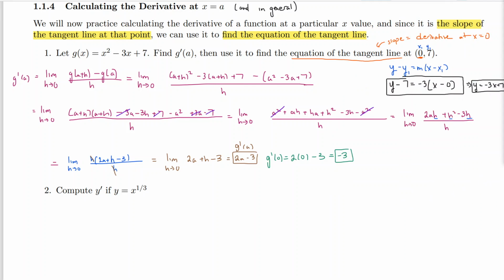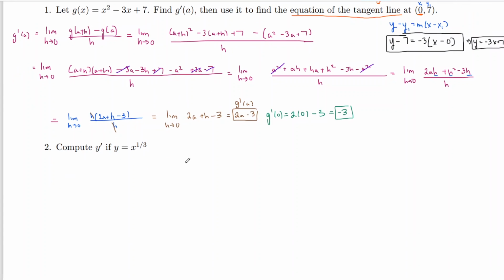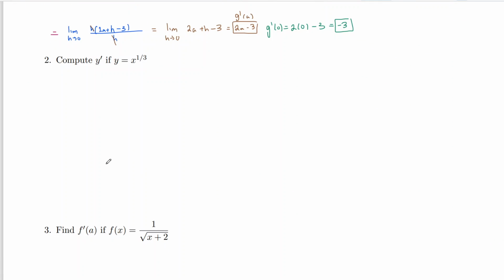All right, now for the next one, I'll go ahead and move that out of the way. We want to compute y prime if y equals x to the 1/3. Now, whenever you have fractional exponents or radicals, this is one of the examples where it could be easier to use the other limit definition of the derivative, the one with x and a, the one without h. So let's go ahead and just do the other one. Let's do the limit as x goes to a. And remember, the formula for that one was f of x minus f of a over x minus a.